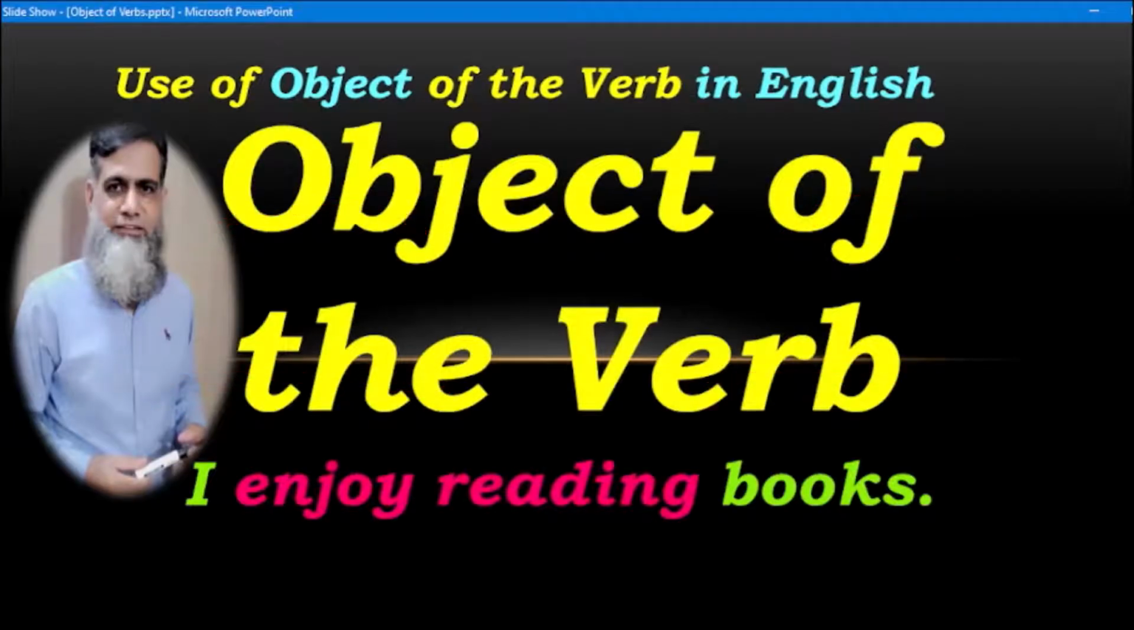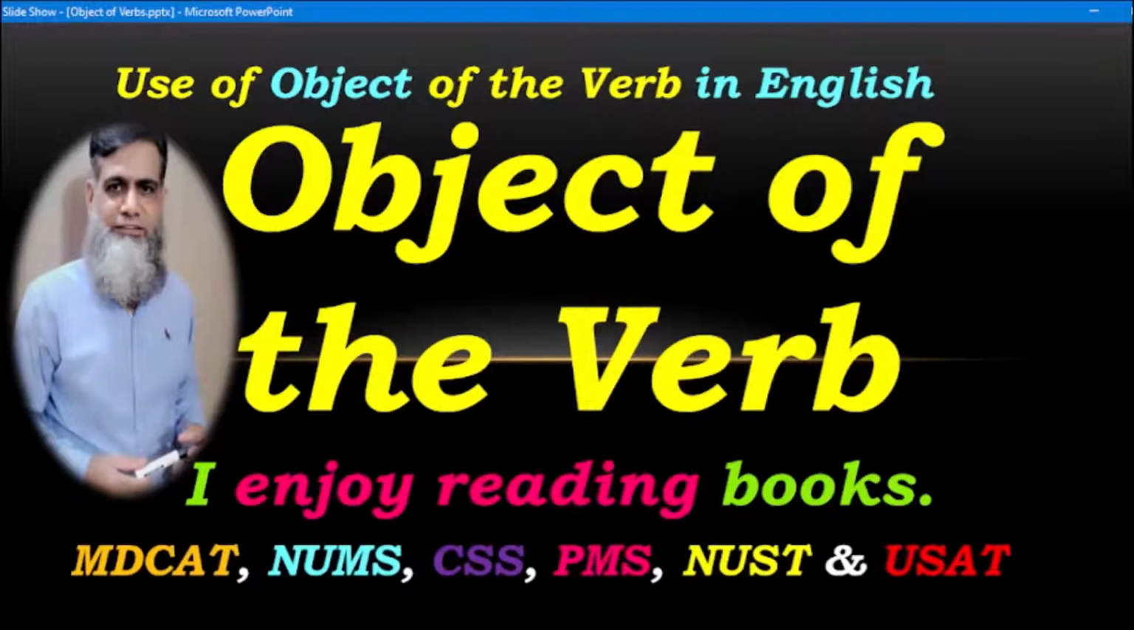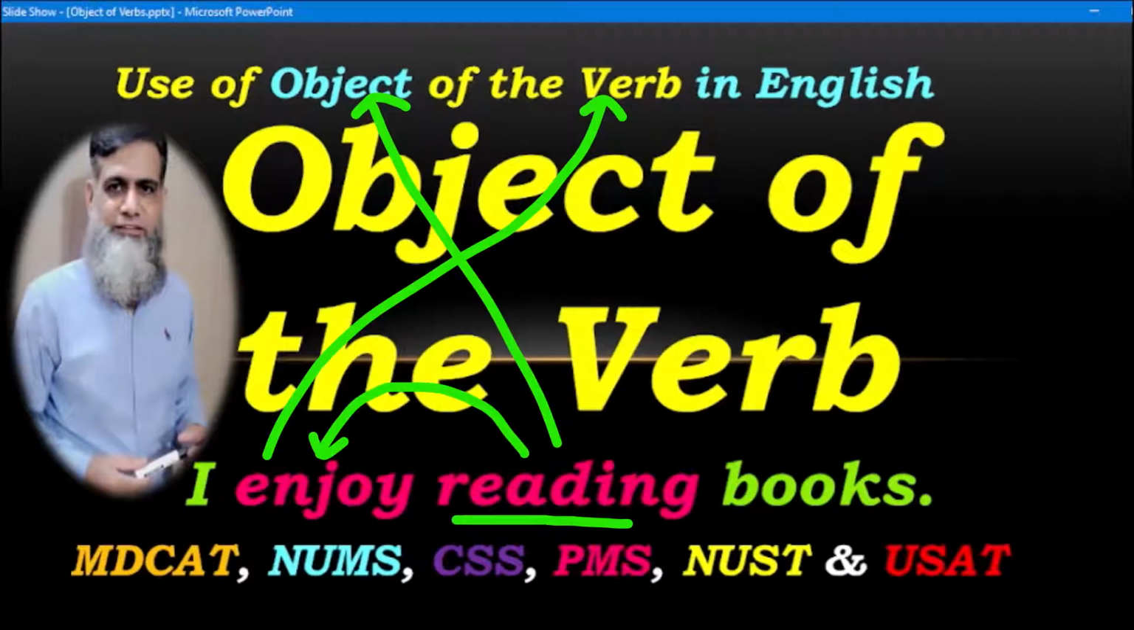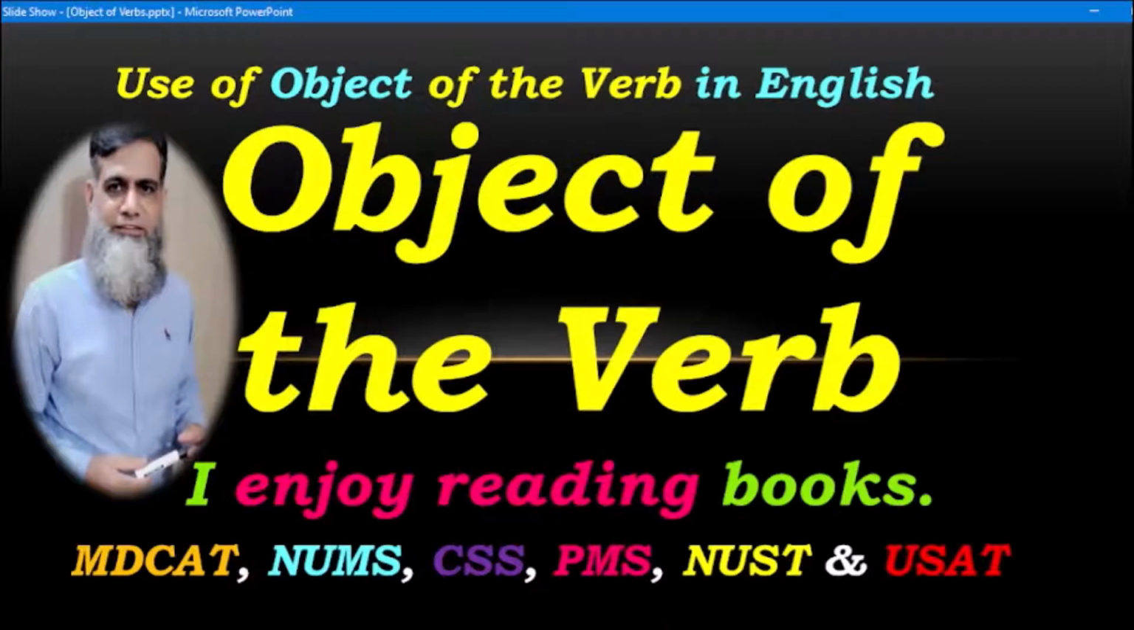Student, today I am going to answer another question: how do we use the object of the verb in English? This is very important. For example, I enjoy reading books. Here, reading is the object of the main verb. Enjoy is your main verb and reading is the object of the verb. Sometimes we use "I enjoy to read books" and sometimes we use "I enjoy reading books." This is what we have to learn today.